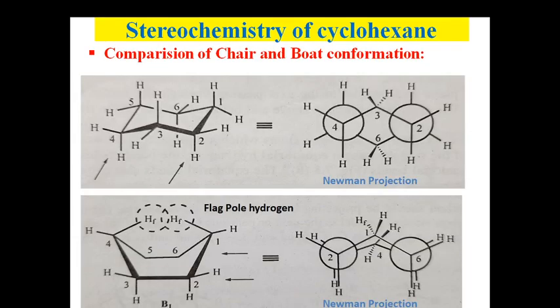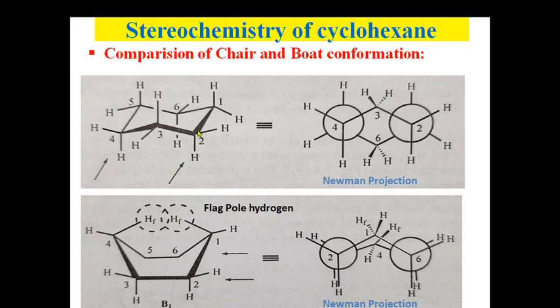Now let's compare chair and boat to see which is the most stable. Comparison of chair and boat conformation. Here is the chair conformation and this is the boat conformation. Now we'll draw the Newman projection of the chair conformation, and here it is, the Newman projection of this chair conformation of cyclohexane. You have to see from this side, the side towards yourself. So from this side you are seeing.